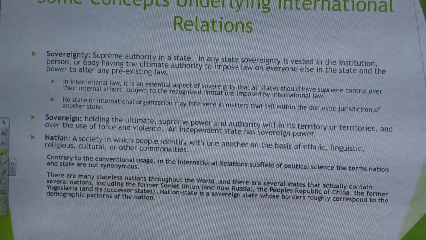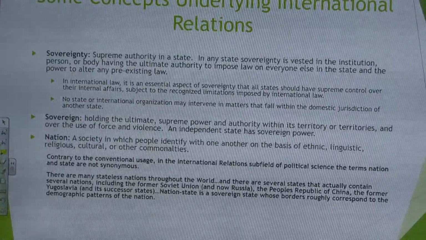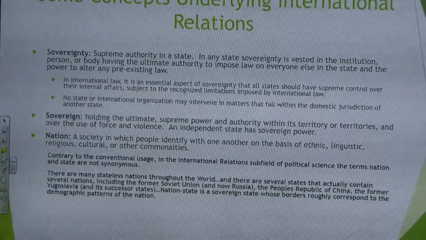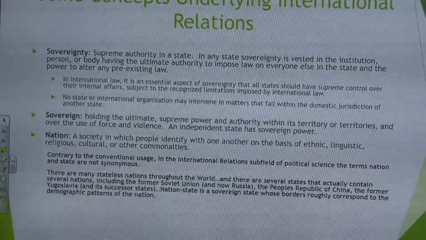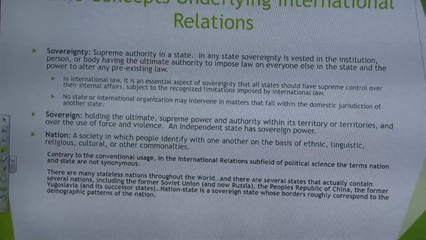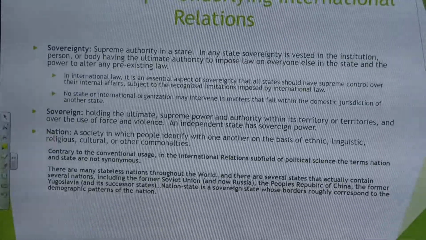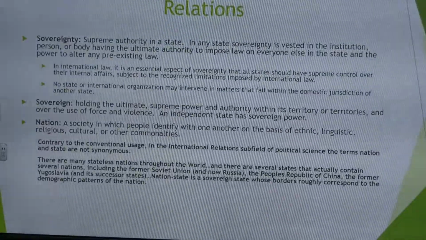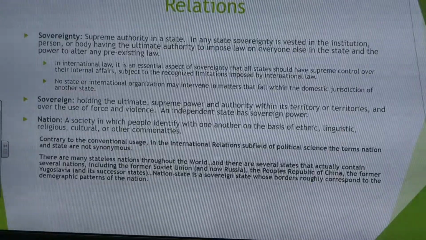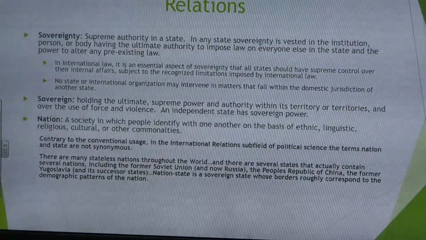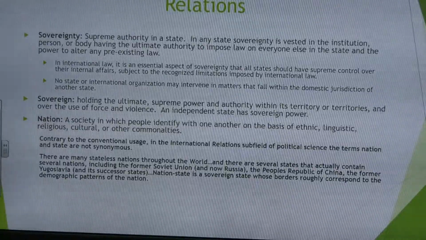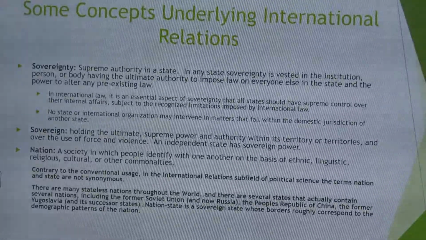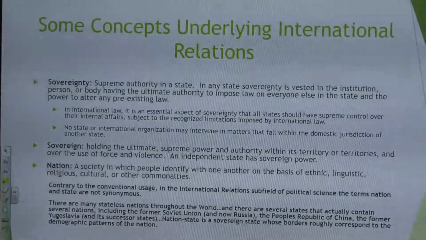Now, in international law, it is an essential aspect of sovereignty that all states should have supreme control over their international affairs, subject to the recognized limitations imposed by international law. So in international law, they give recognition to the sovereignty of a state, in that the state is responsible for controlling what goes on within the state. No state or international organization may intervene in matters that fall within the domestic jurisdiction of another state. Domestic jurisdiction being within the state itself, internal affairs. Sovereign, holding the ultimate supreme power and authority within its territory or territories.